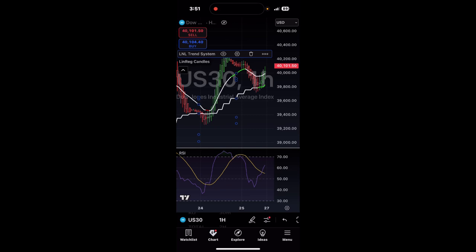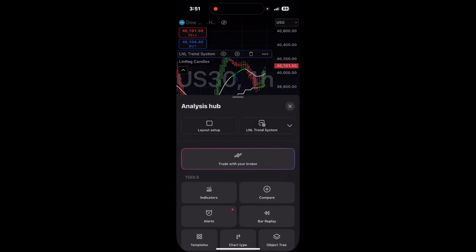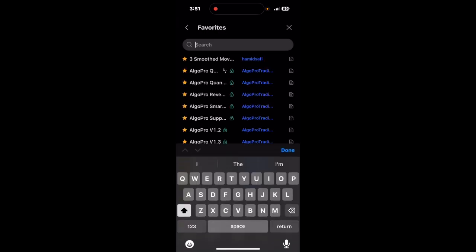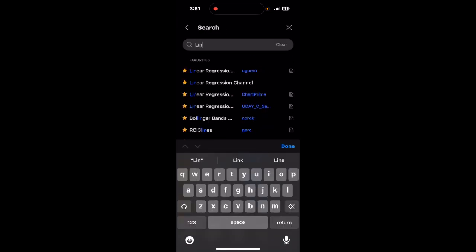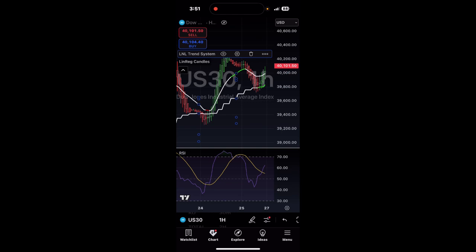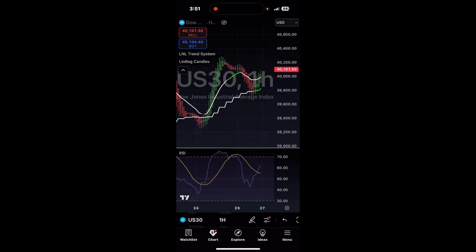And the next thing you want to get is the linear regression candles. So you want to go to linear regression candles. And once you got them, just hide your regular candles. And then you need RSI. So once you have that, you'll have this setup.